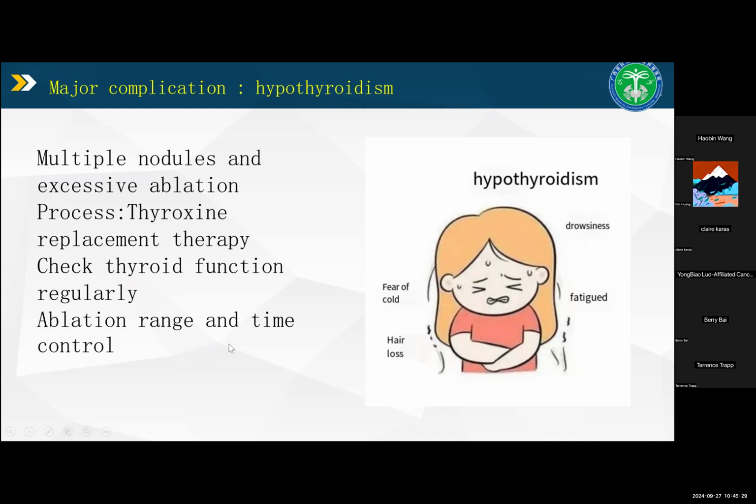If this happened, we should recommend that the patients undergo thyroxine replacement therapy and regularly review their thyroid function.